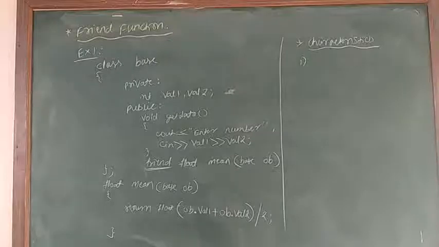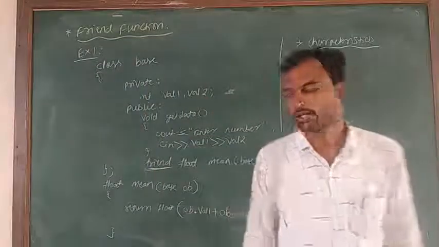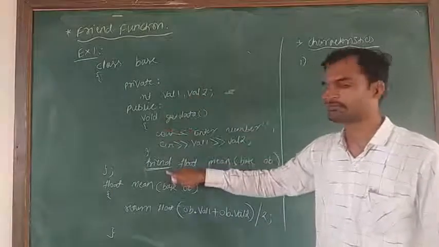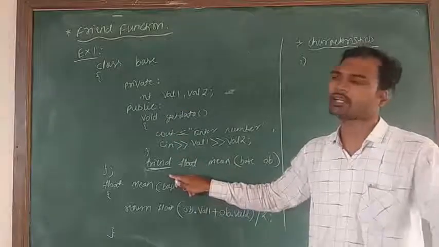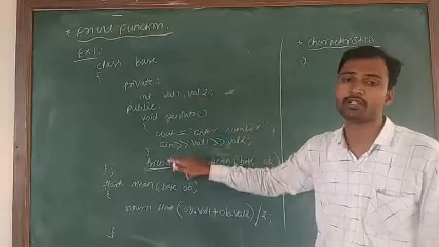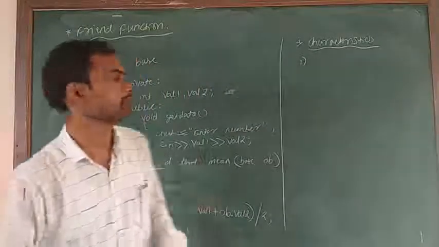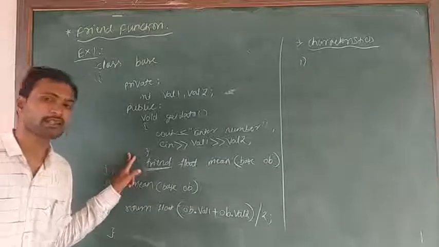Got it? So this is the second characteristic of the friend function. Then the third is that the friend function can be declared anywhere in the class. It does not affect private access. I have declared this friend function in the public section only, but you may declare it in private also. You may declare it in protected also. It will not affect your access specifiers.